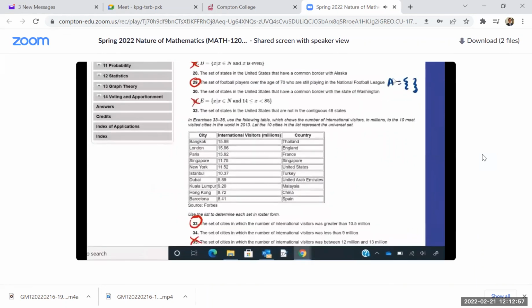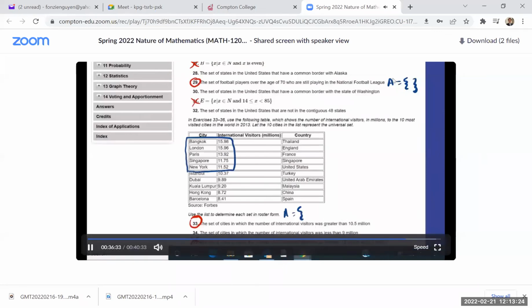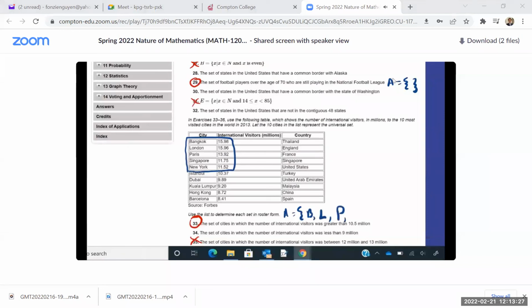You want the cities or the number? The cities? Yeah, the cities. New York, Singapore, Paris, Bangkok. Okay, so Singapore. What about New York? Yeah, it's in New York. So I think it'd be all these, right? Those right there, because the other ones don't have at least 10.5. So I'm just gonna abbreviate B, P, S, and Y. So you can write it like that as well. All right, so that's all you had to do for that one.